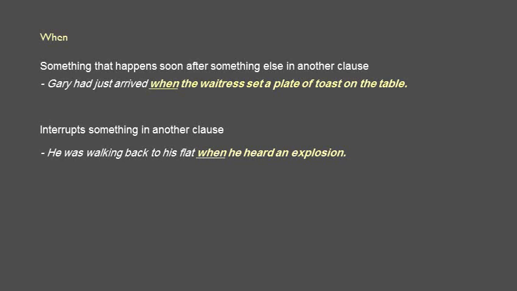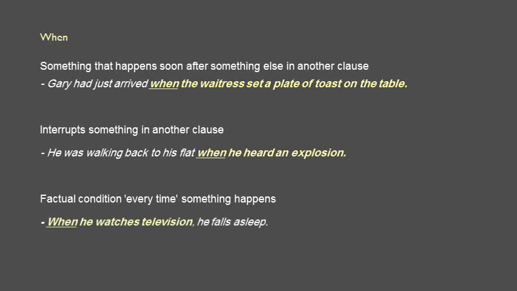When is also used like if in factual conditions to talk about every time something happens. In the following example, when he watches television, he falls asleep. We understand that this person falls asleep every time he watches television. Thus, when indicates that every time the action in the when clause takes place, that is, watching television, the same result comes out in the main clause, which is falling asleep.